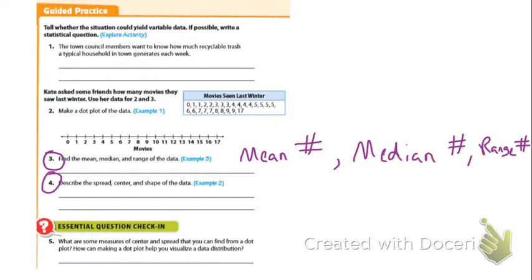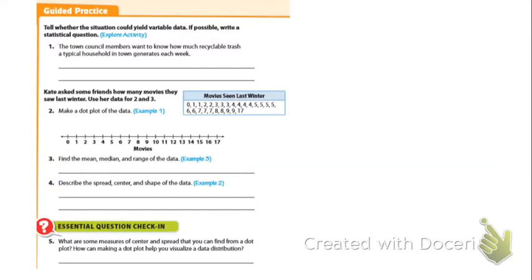All right. So number 4. Describe the spread, center, and shape of the data. The only thing I'm going to be looking for in number 4, ladies and gents, is this. For number 4, I want you to just tell me the spread. What is the spread? And if you need to know what the spread is, you can look back in the examples that we went over already.